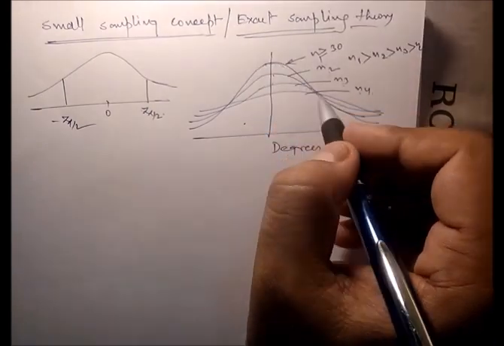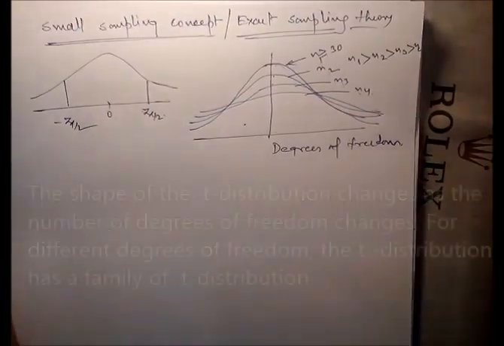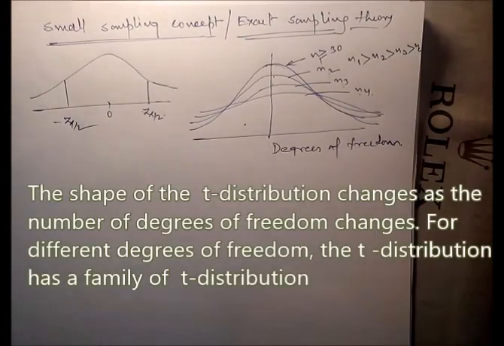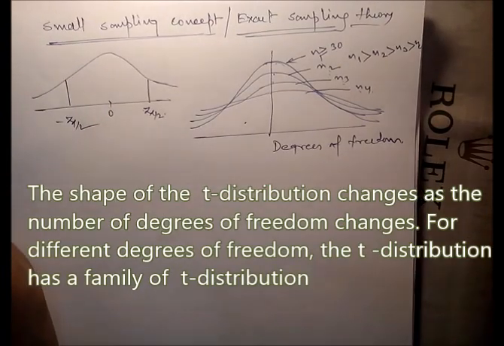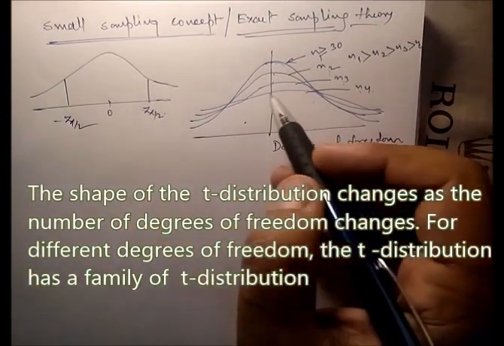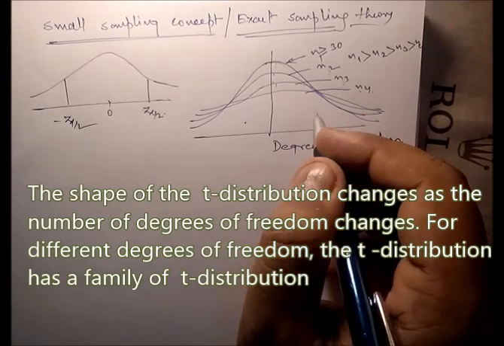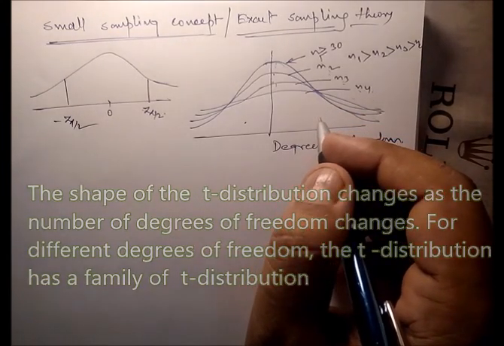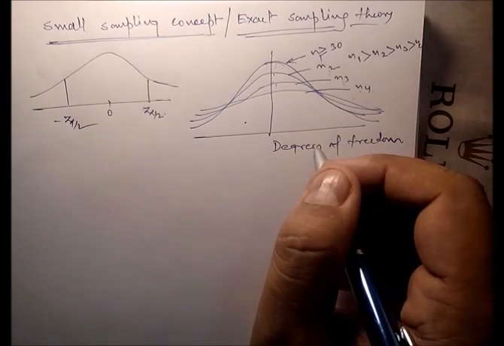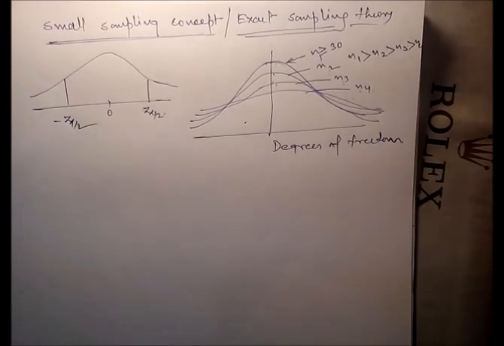This is nothing but our normal curve. The shape of the t distribution changes as the number of degrees of freedom changes. For different degrees of freedom, the t distribution has a family of t distributions.